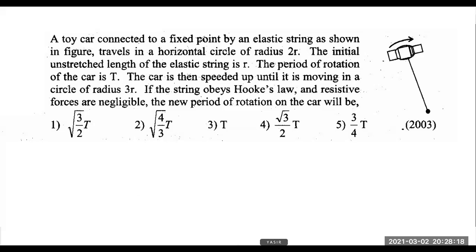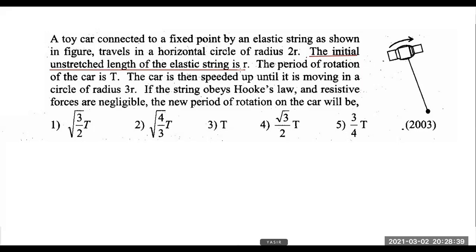A toy car connected to a fixed point by an elastic string, as shown in the figure, travels in a horizontal circle of radius 2r. The initial unstretched length of the elastic string is r. Now, this is a key point: the initial unstretched length of the elastic string. Now, this is not a spring. This is a string. It's r.